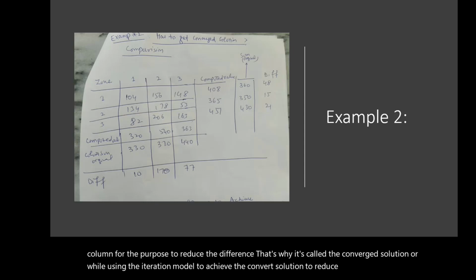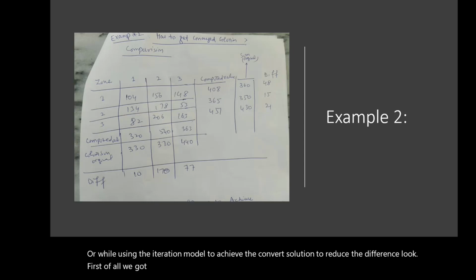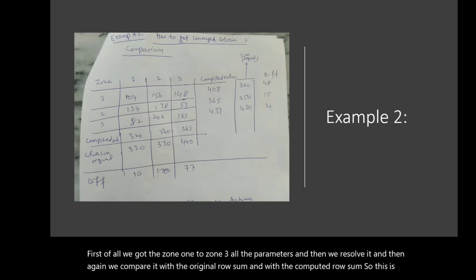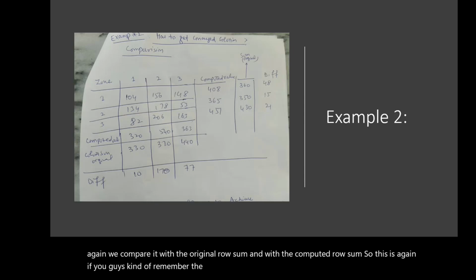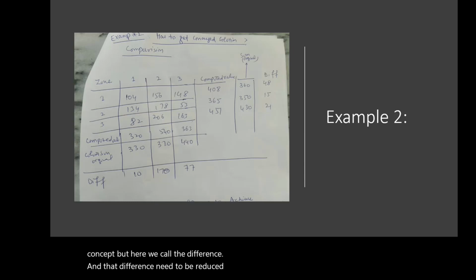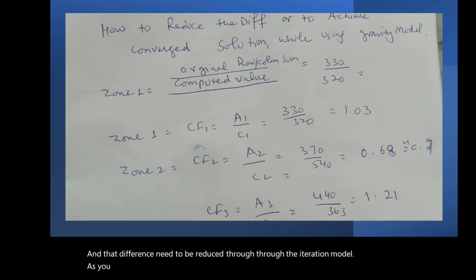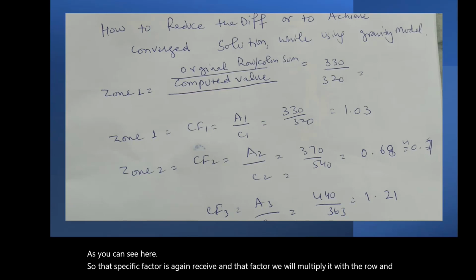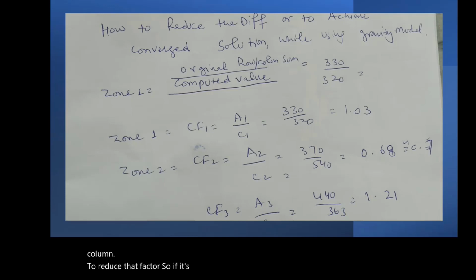First of all, we got the zone 1 to zone 3 parameters, and then we resolve them. And then again, we compare with the original row sum and with the computed row sum. If you remember the mathematics we did in our previous classes, it is like balancing the left hand side with the right hand side. It is the same kind of concept, but here we call it a difference, and that difference needs to be reduced through the iteration model, as you can see here. That factor we multiply with the row and column to reduce the difference. If it is within a marginal difference of 5 to 7%, then our model is calibrated.